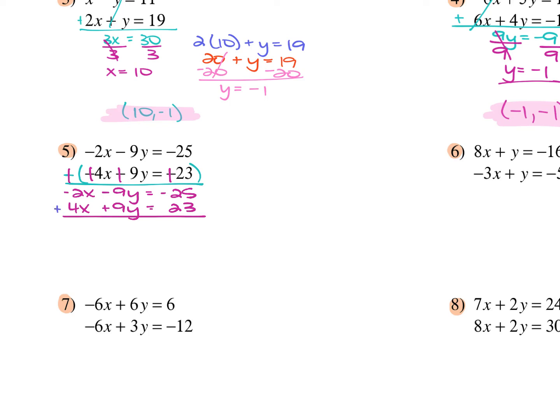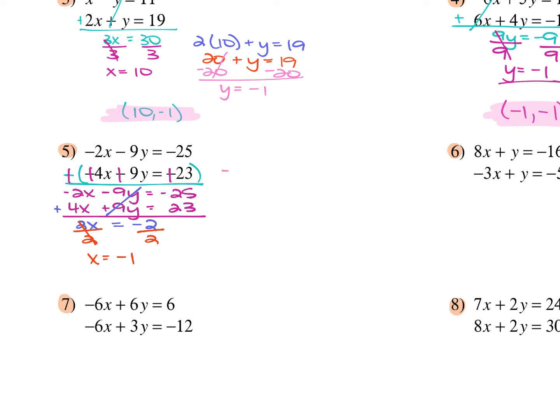If we then added these, the negative 2x plus 4x is 2x. The negative 9y plus 9y cancels out, and the negative 25 plus 23 is negative 2. From here, we can just divide each side by the 2, and you get that x is equal to negative 1. To plug this in, it has to be from one of the originals. So if you decided to use that bottom equation, you would have to use the negative 4x minus 9y is equal to negative 23. If it was me, I would just use the top one.